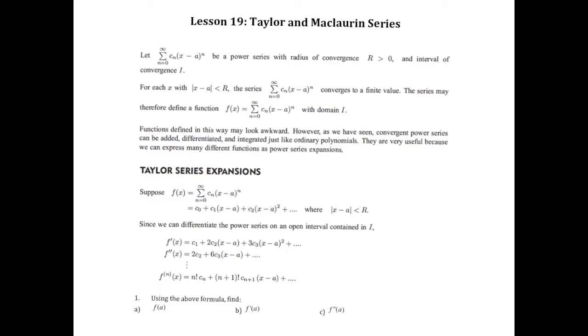Now, for each x where |x minus a| is less than r, the series converges to a finite value. The series may therefore be defined as a function f(x) equals the sum from n equals 0 to infinity of Cn times (x minus a) to the n, with domain I.